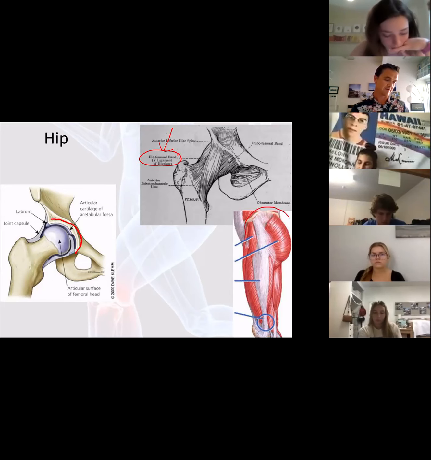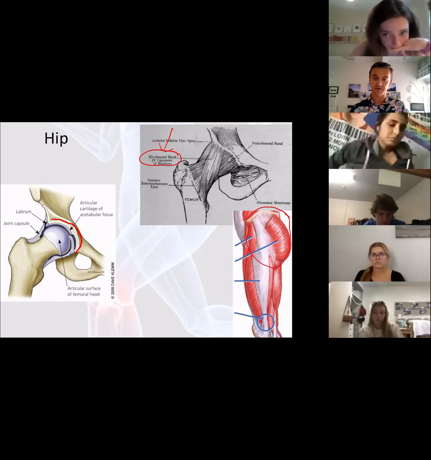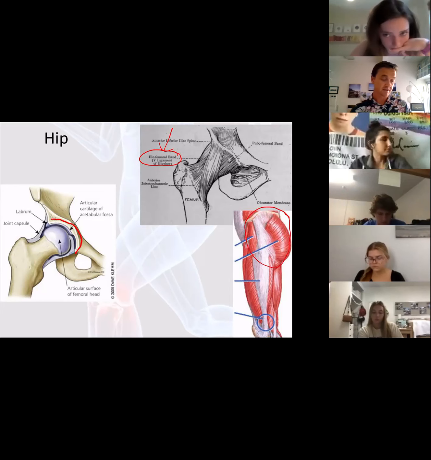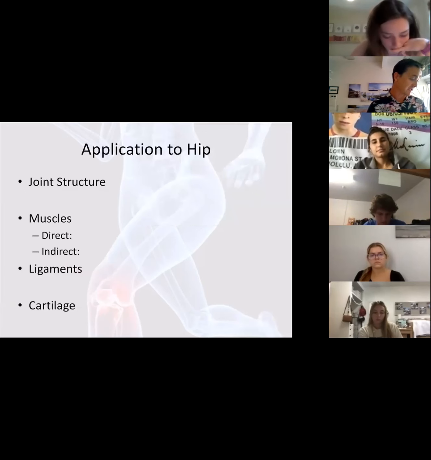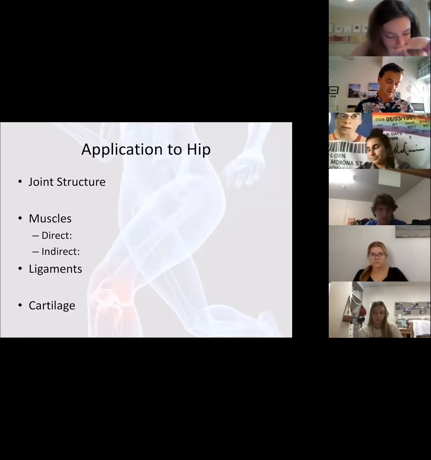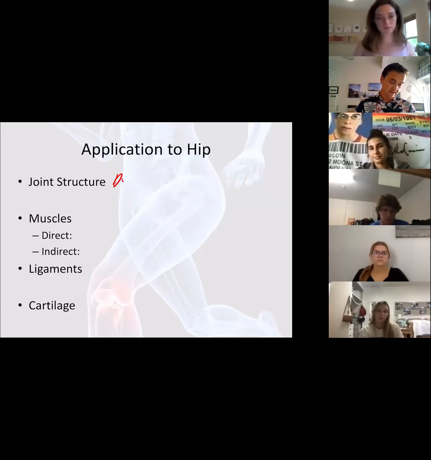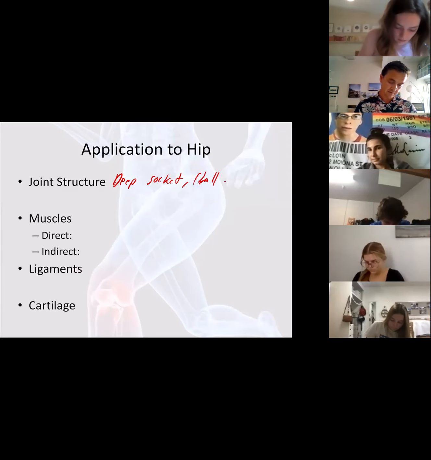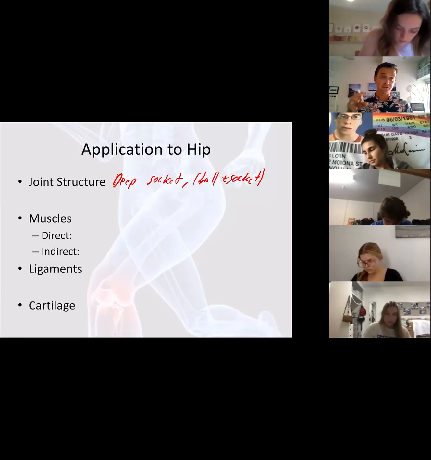And then the hip has some incredibly large muscles around it too, right? It's got the gluteus maximus, the largest muscle in the body. It's got some strong hip flexors on the other side, lots of muscles in the back. So when we think about the hip, the joint structure of the hip is a very deep socket. It's a ball and socket joint, and that socket is deep and the ball fits in there very well.